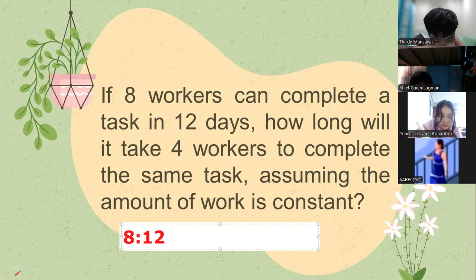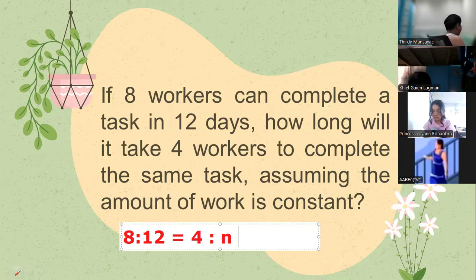8 to 12 is equal to how many workers? 4 to n. And then you turn it into a fraction. So, 8 over 12 equals 4 over n. Got it. See, it's so easy. And then you just have to multiply 8 and n, which makes 8n. And then 12 times 4 is 48. And then you just have to divide 48 by 8, which then you get the answer.